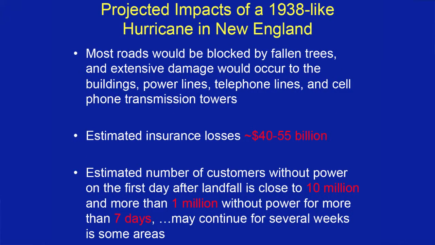These are estimations done by insurance companies of what kind of damage we could expect from a storm like 1938 in New England. They expect that most roads will be completely impassable and most trees will be knocked down. Estimated insurance losses are about $40 to $55 billion in New England. They estimate that about 10 million people will be without power during the first day, and 1 million without power for 7 days or even more in some locations.